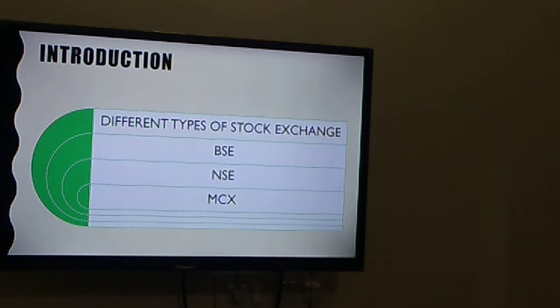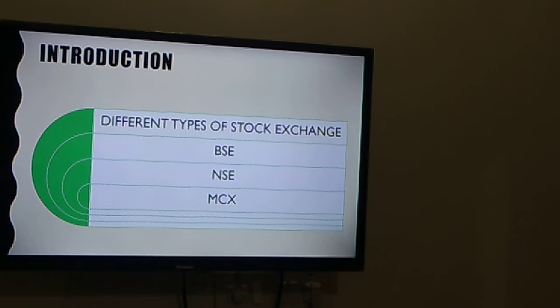Now, the BSE and NSE primarily concentrate on equities and index options. The Multi-Commodity Exchange is an exclusive exchange that has been created to deal with different types of commodities, which include agricultural products as well as metal commodities.